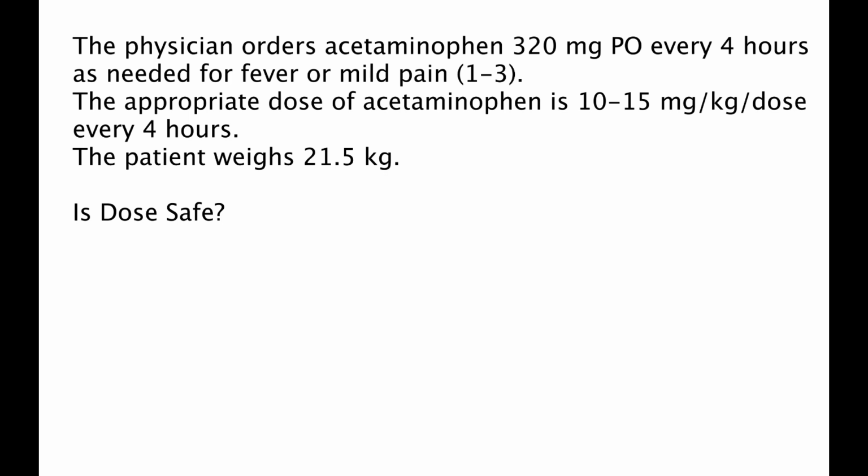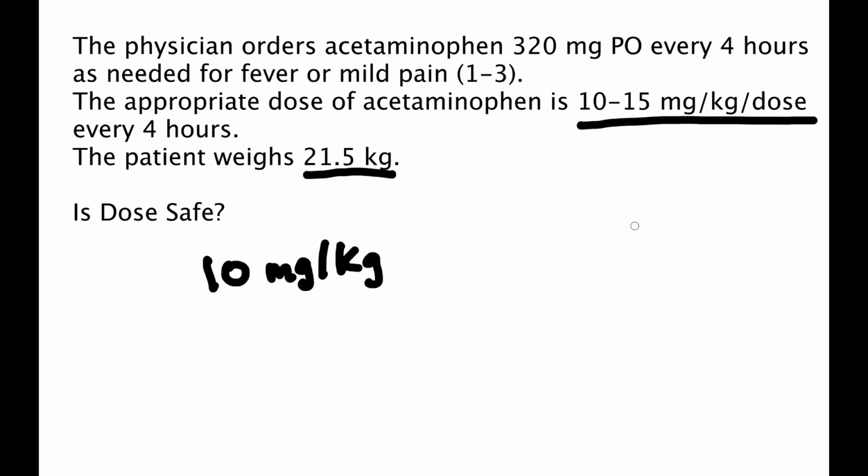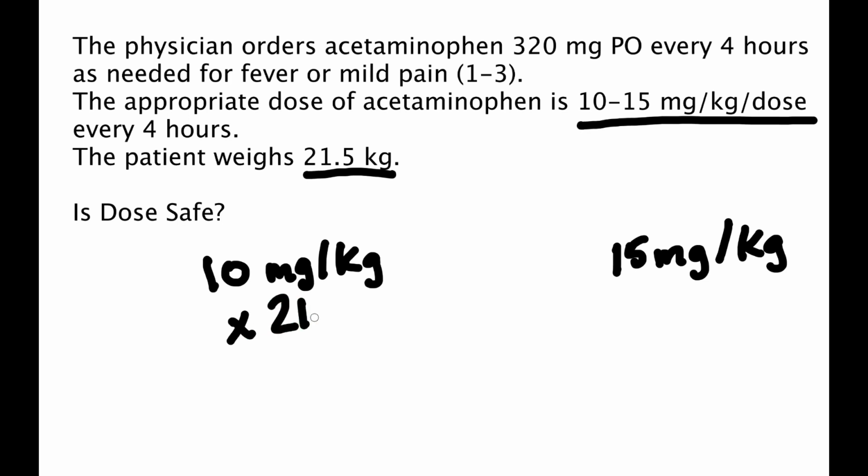We're going to start by figuring out the appropriate range. Now we know from the drug book that the range is 10 to 15 milligrams per kilogram per dose. And we can see here that we have the kilograms right there. So to do our range, we want to find out what's 10 milligrams per kilogram and what is 15 milligrams per kilogram. In order to do that, we multiply each of these by 21.5, which is the patient's weight.